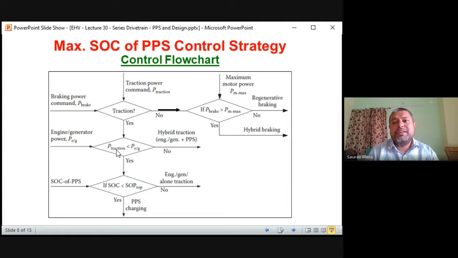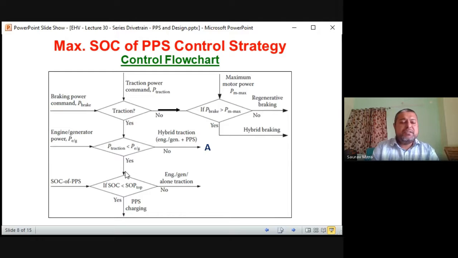If required traction power is greater than engine generator power, in that case we have to give both. That means we have to use the PPS as well as the engine generator power. So this is the first case where the engine generator power is less than the required traction power. In this case, hybrid traction, engine generator plus PPS, has to be used, because traction power is a lot more than whatever power the EG produces. So hybrid traction, engine generator plus PPS, both will come. So this is the A case.